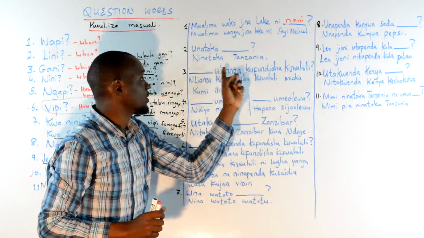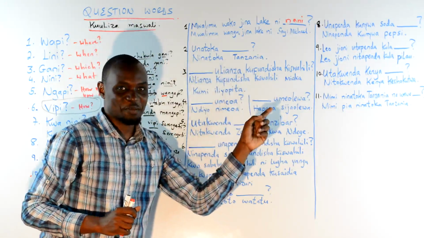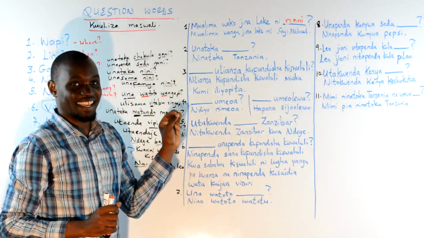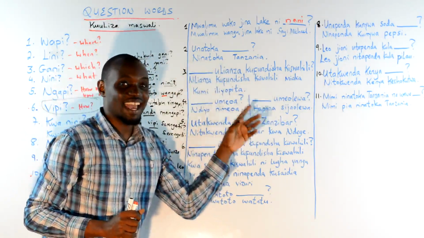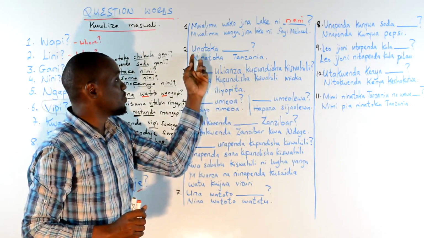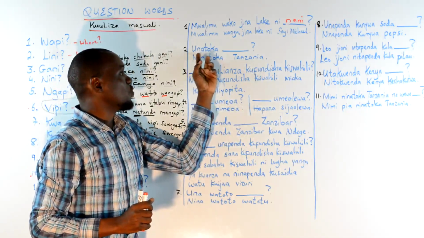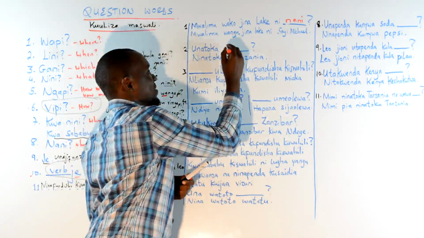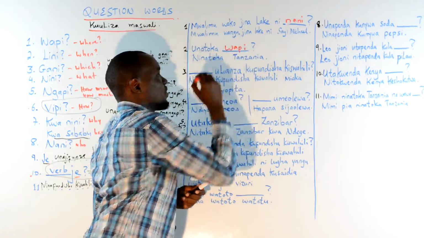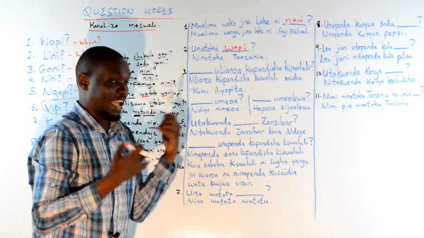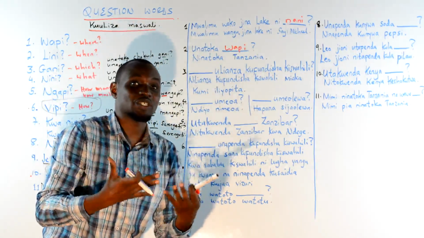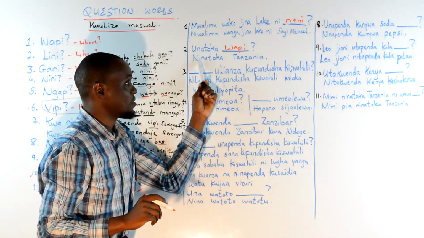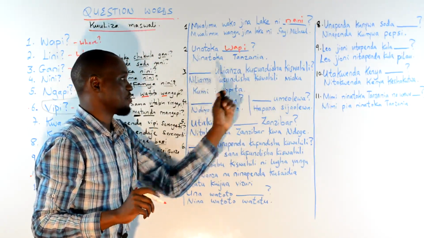Unatoka dash dash dash. Ninatoka Tanzania. I come from Tanzania. So the question will be, you are coming from, wapi is the question here. Wapi. Unatoka wapi? Ninatoka Tanzania. I will say ninatoka Tanzania. I don't know what you will say. Then you will say your country here. Where are you coming from?